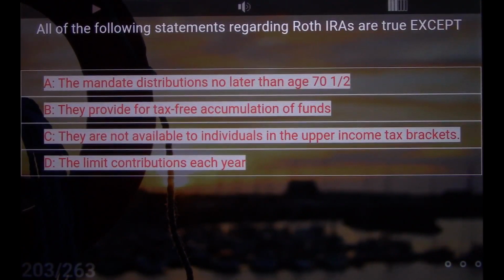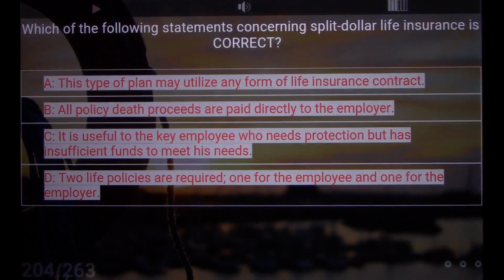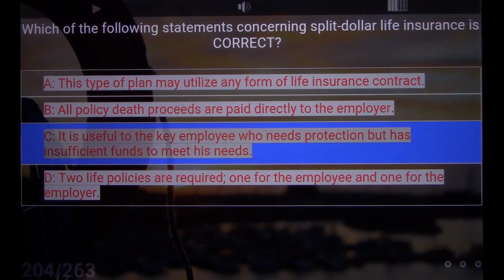All of the following statements regarding Roth IRAs are true except A. They mandate distributions no later than age 70 and 1/2. Which of the following statements concerning split dollar life insurance is correct? C. It is useful to the key employee who needs protection but has insufficient funds to meet his needs.